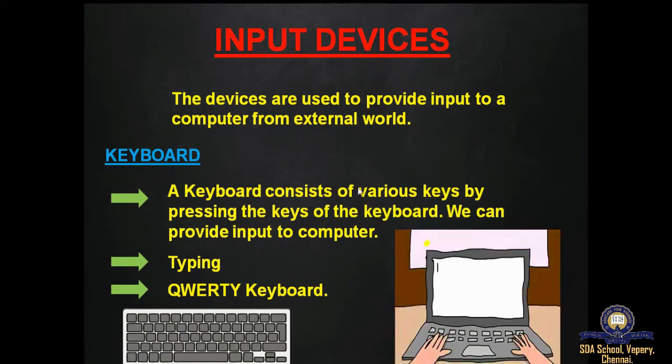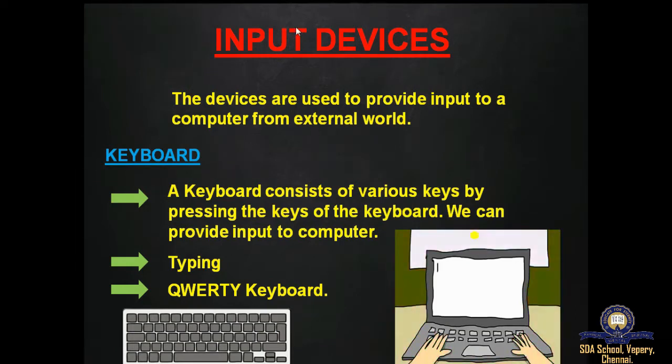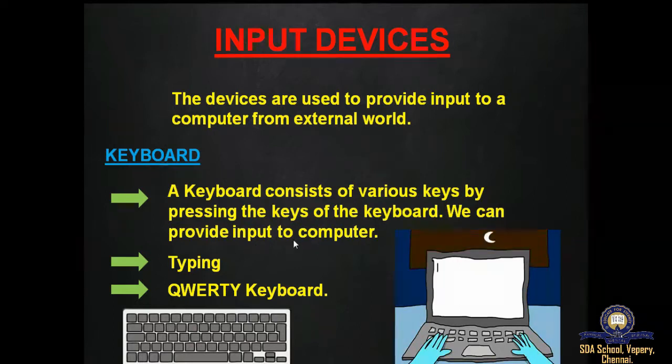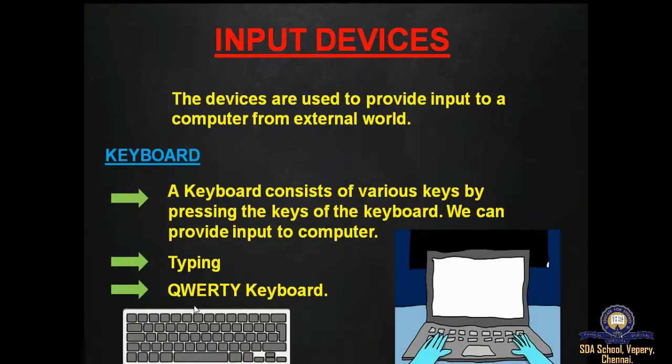A keyboard consists of various keys. By pressing the keys of the keyboard, we can provide input to a computer. See the keys of the keyboard. It consists of numbers, alphabets and special characters. The process of pressing the keys is known as typing. The most commonly used keyboard is known as the QWERTY keyboard.